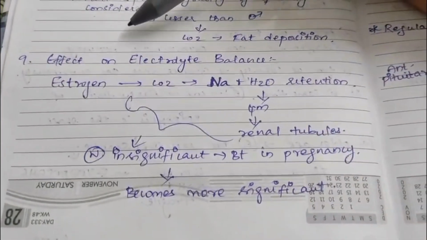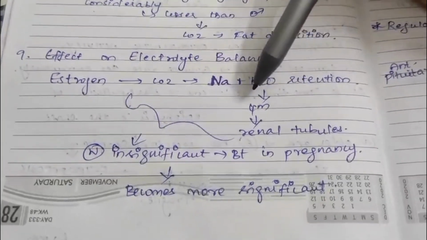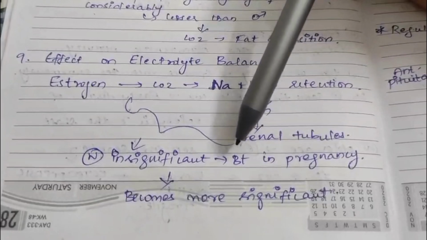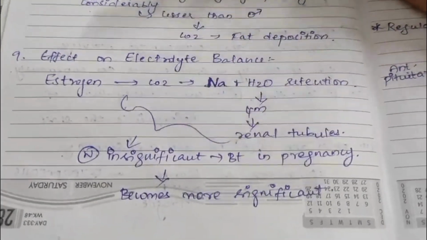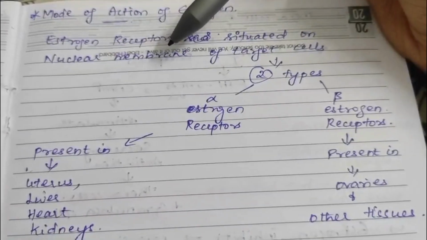Ninth one is the effect on electrolyte balance. Estrogen causes sodium and water retention from the renal tubules. This process is normally not very significant, but in pregnancy it becomes more significant. Mode of action of estrogen. Estrogen receptors are situated on the nuclear membrane of target cells.